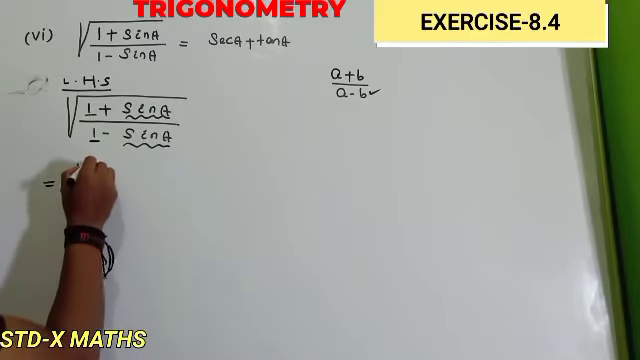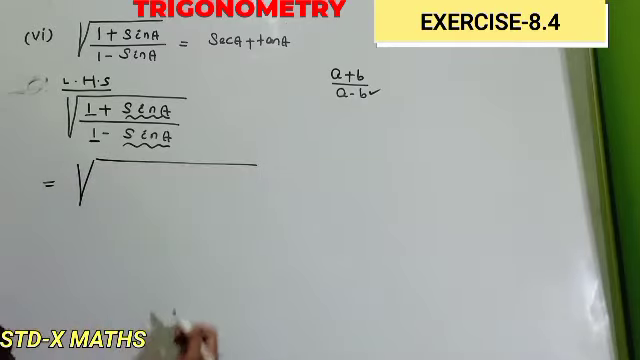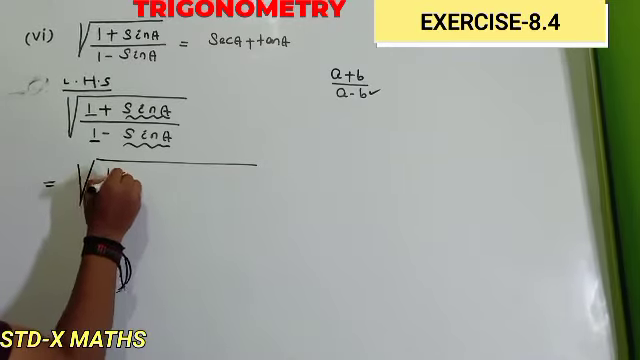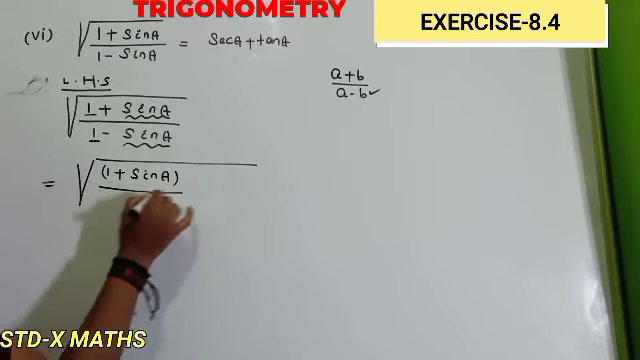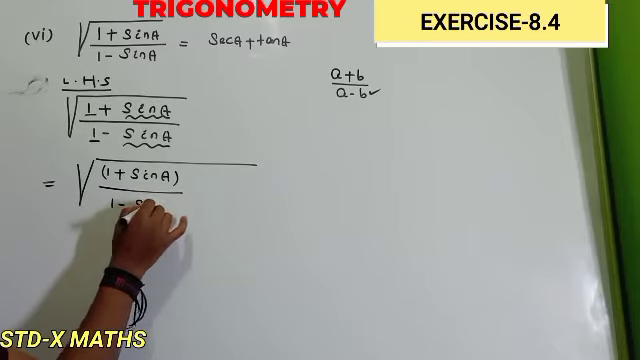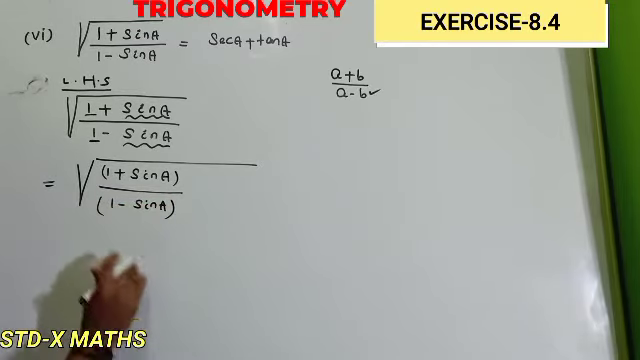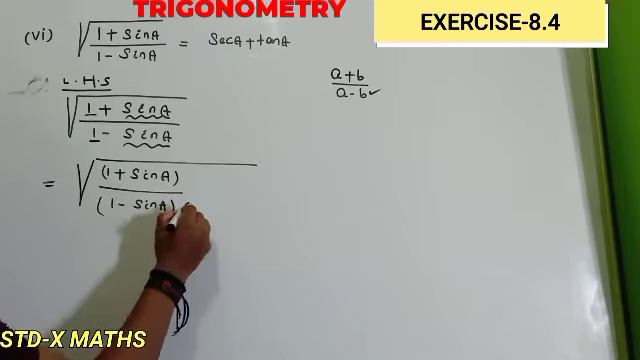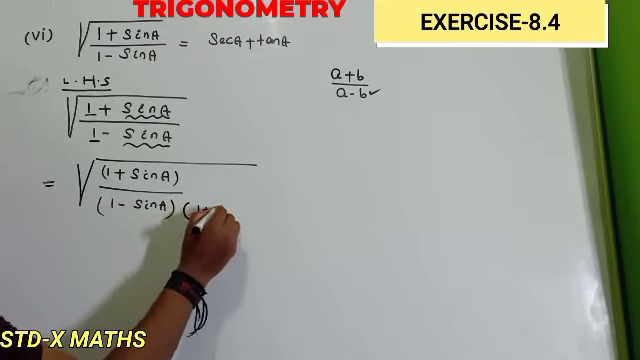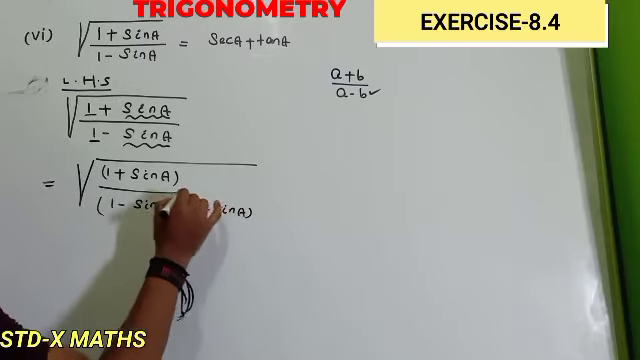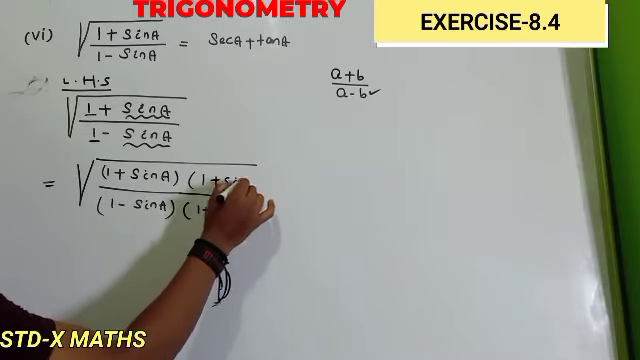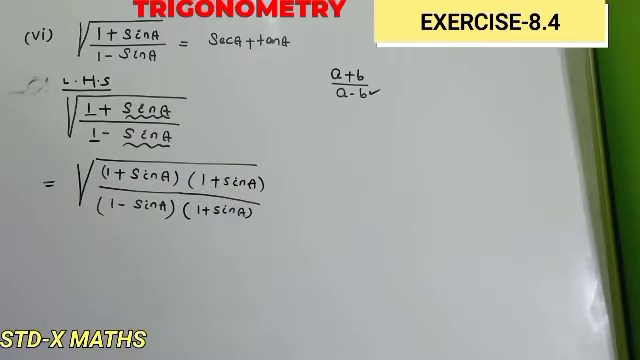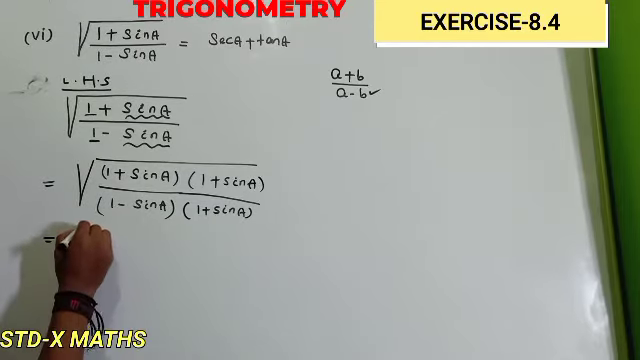So previously here it was 1 plus sin A over 1 minus sin A. Below it is A minus B, above it is A plus B. To make the denominator A square minus B square, I am multiplying the denominator by 1 plus sin A. The same thing I am doing with the numerator. Finally, in the next step we will obtain this.